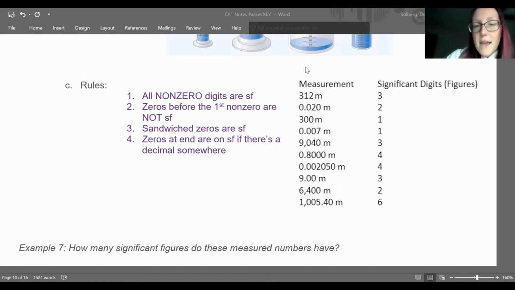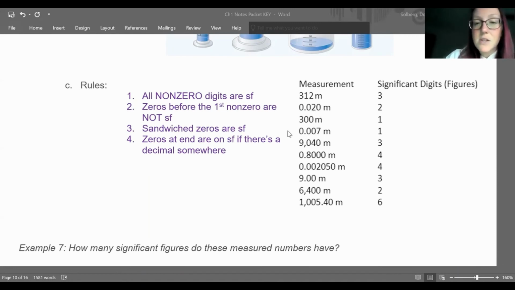Now that's the only one that's all non-zero. So I'm going to get to the zero rules because those are the most difficult. Zeros before the first non-zero are not significant figures. What I mean is zeros at the beginning of a number before the first actual number or non-zero are not significant. So if you look at 0.020 here, these first 2 zeros are not significant. Those are considered placeholder zeros. The 2 here and this 0 are significant.